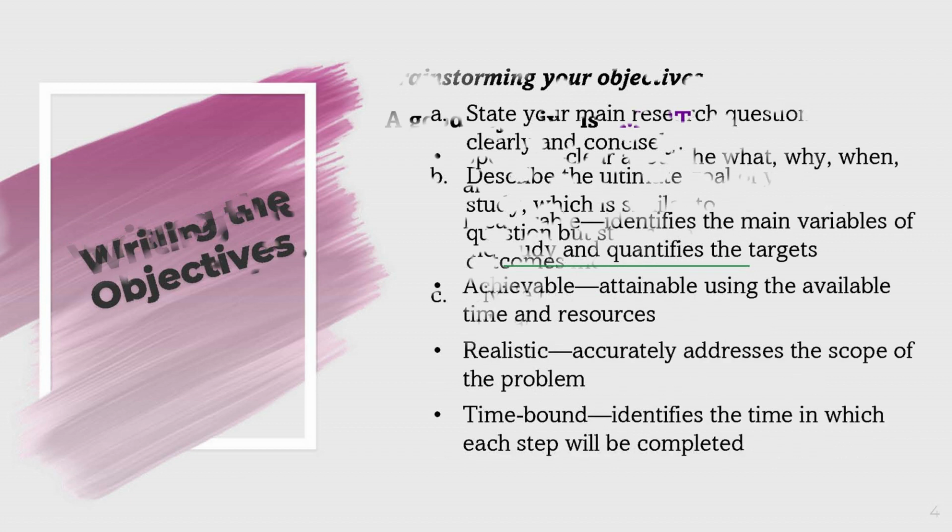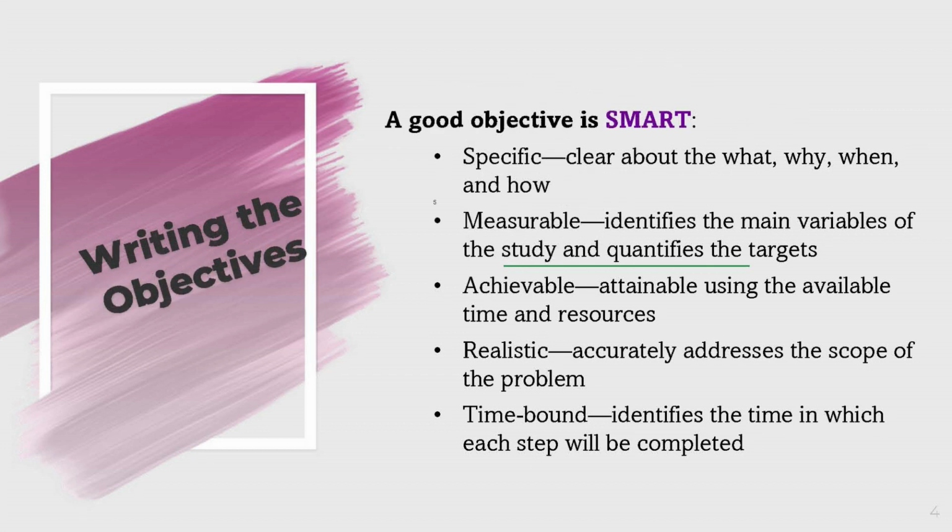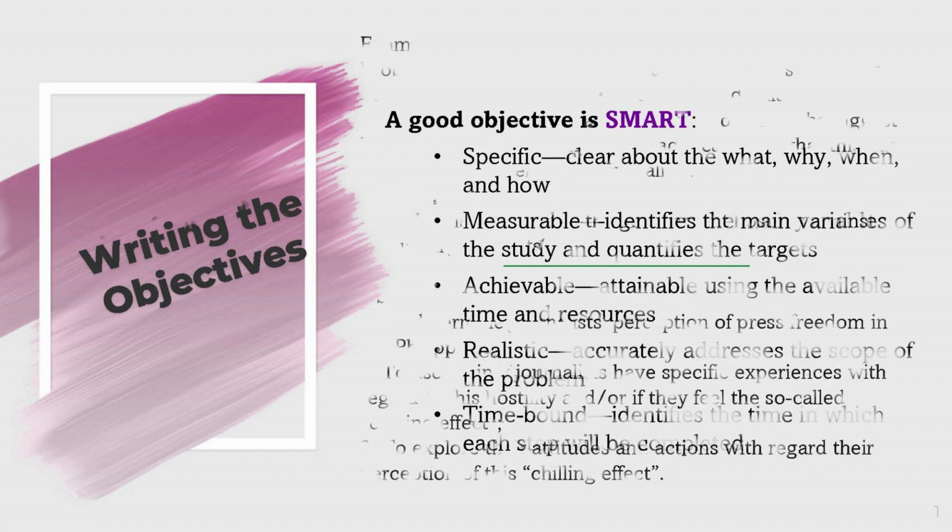What is it? A good objective is specific, clear about what, why, when, and how; measurable, identifies the main variables of the study and quantifies the targets; achievable, attainable using the available time and resources; realistic, accurately addresses the scope of the problem; and time-bound. It identifies the time in which each step will be completed.